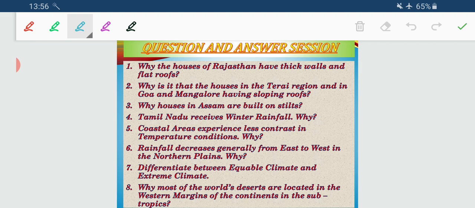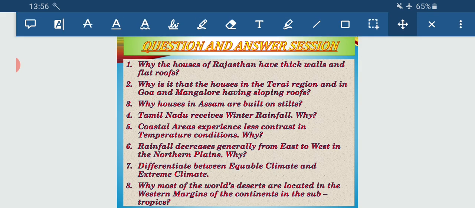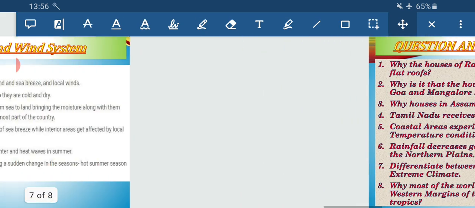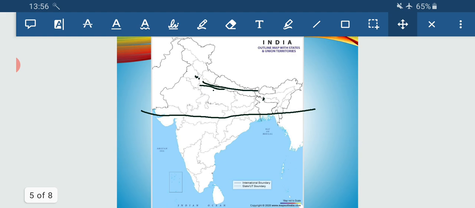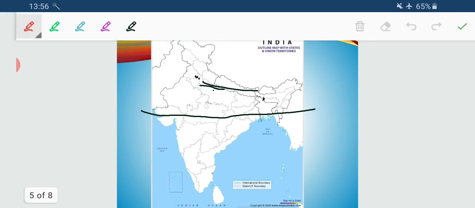Next, question number 4. Tamil Nadu receives winter rainfall. Now again I am going to explain this question with the help of the map. Now Tamil Nadu is situated, we know this is Tamil Nadu. It receives winter rainfall. Now just please pay attention.